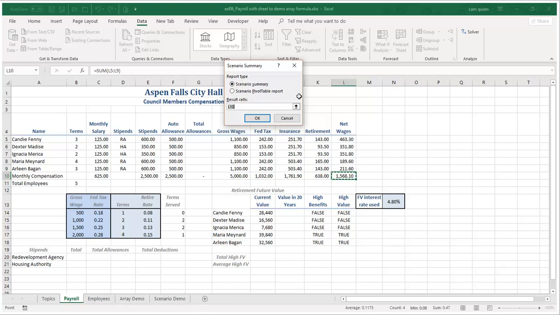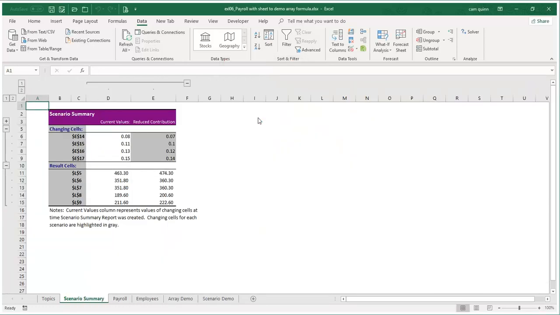So what I want to see is what the changes are on their net wages. I'm going to click OK. So what you can see now is it shows me a scenario. There's my current view, 8%, 11, 13, and 15. And there's how much my net wages are based on those rates. And here's what my net wages change to if I was to change those rates. So that's, in effect, what Scenario Manager does.